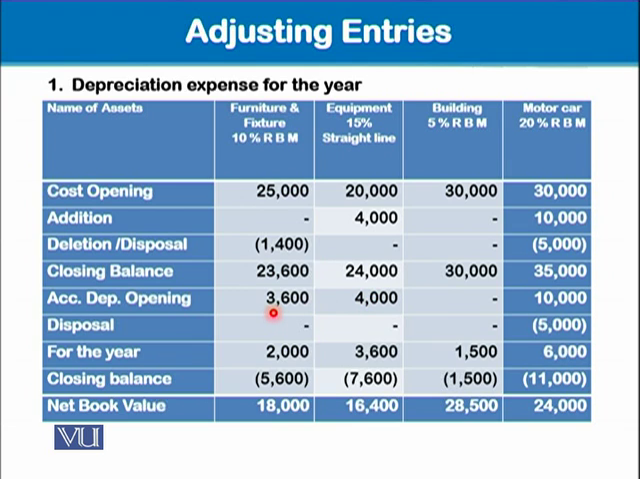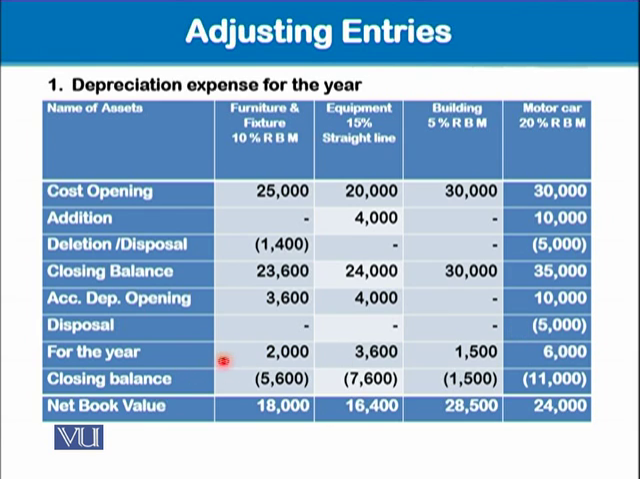Accumulated depreciation, opening balance 36,000, 4,000 and 10,000. This is what we took from the trial balance. Okay, the accumulated depreciation of the motor car is 5,000 because it was fully depreciated, as mentioned in the adjustment. It was fully depreciated. So 5,000 cost and 5,000 accumulated depreciation. Cost will be subtracted from the cost, and accumulated depreciation will be subtracted from the opening balance of accumulated depreciation.